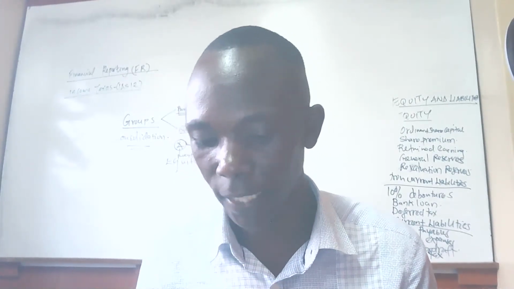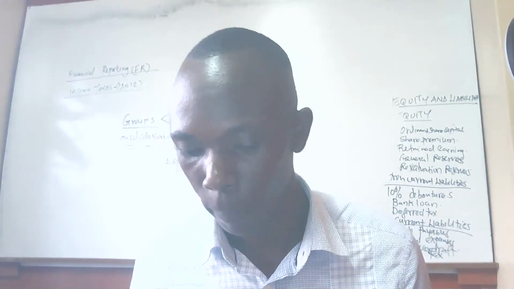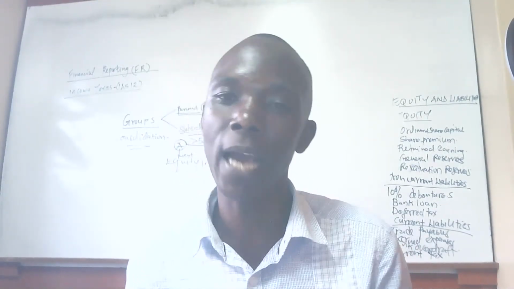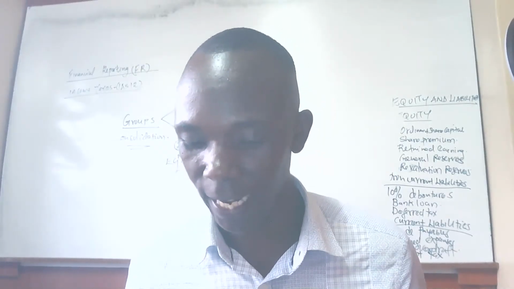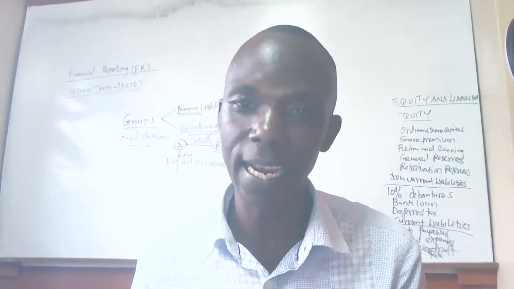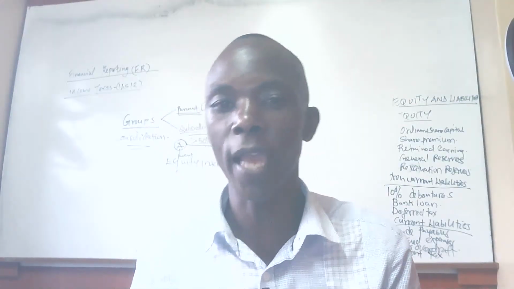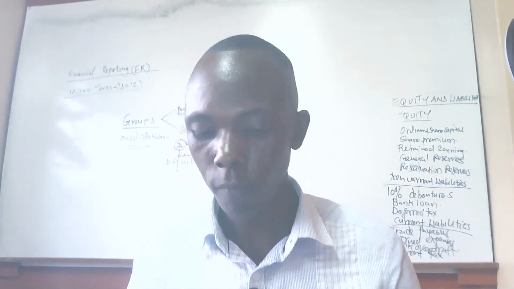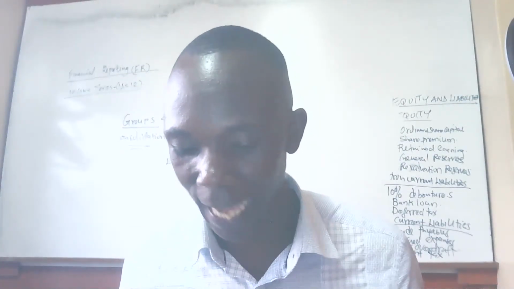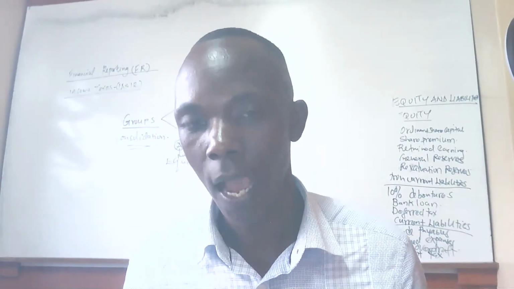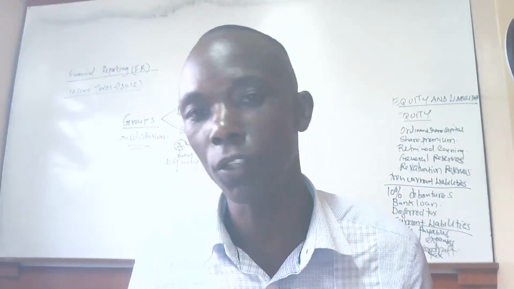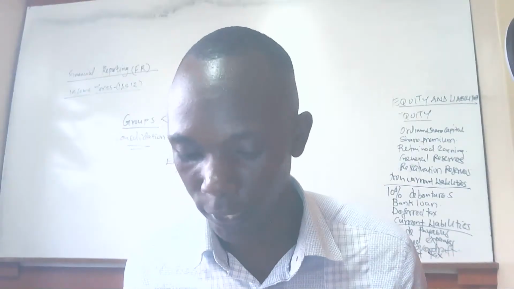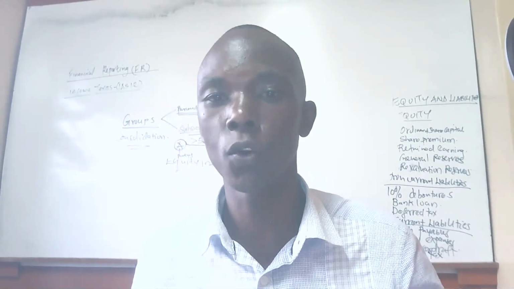Also, we are going to discuss assets used in exploration for and evaluation of mineral resources. That is covered under IFRS 6, International Financial Reporting Standard 6. We are going to explain this area further in detail. Also, we will look at non-current assets held for sale under IFRS 5, International Financial Reporting Standard 5, where we look at non-current assets held for sale and discontinued operations.